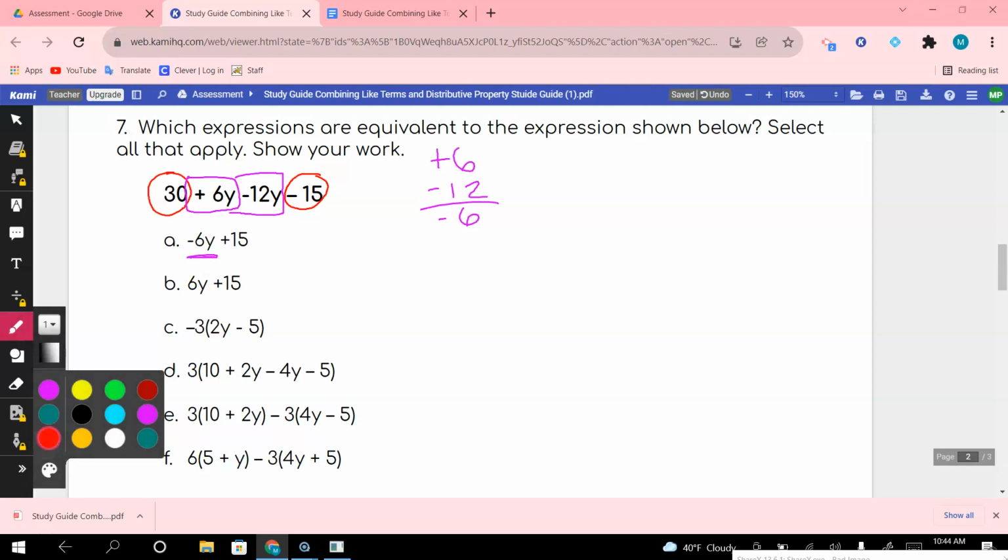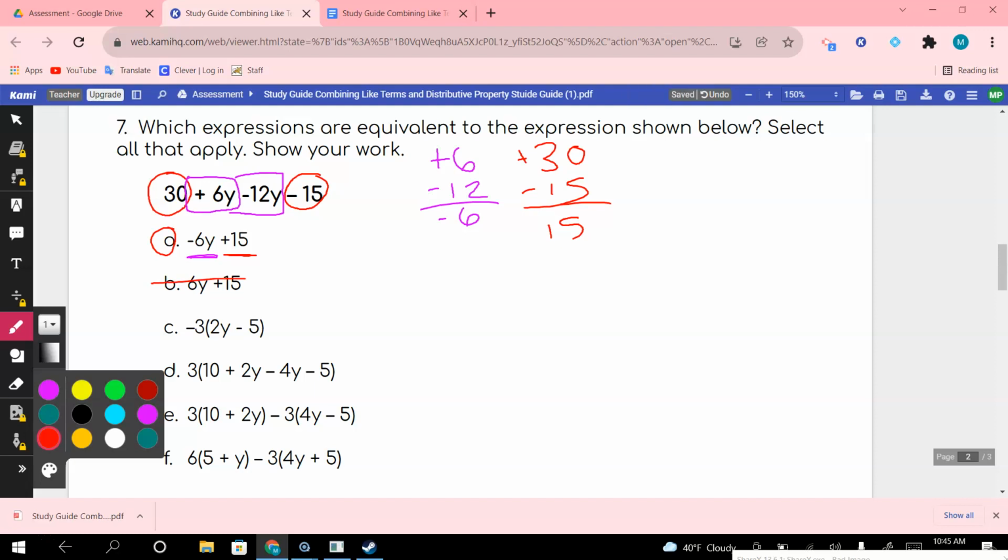And then we have our constants, positive 30 and a negative 15. They have different signs, so we are subtracting. Keep the sign of the greater absolute value. So we have a positive 15, which is what we have right here. So A is a correct answer. So therefore B cannot be a correct answer because the 6y there is positive.